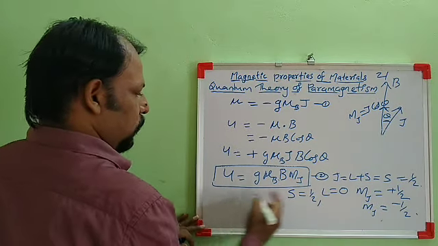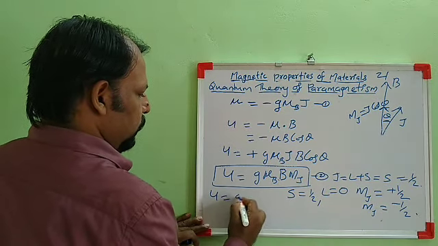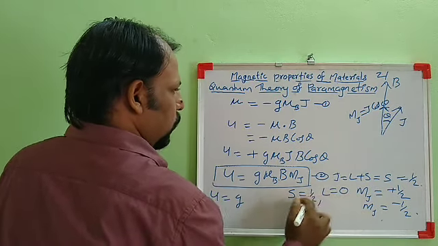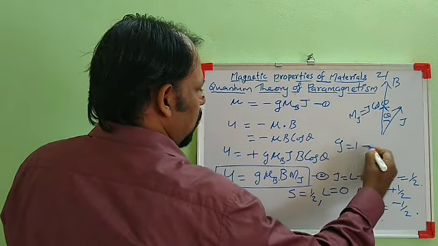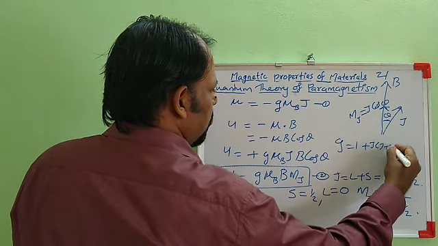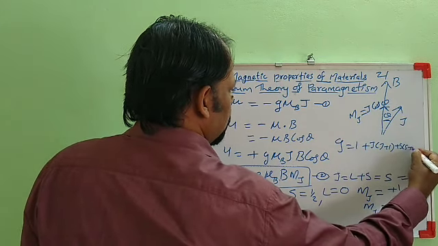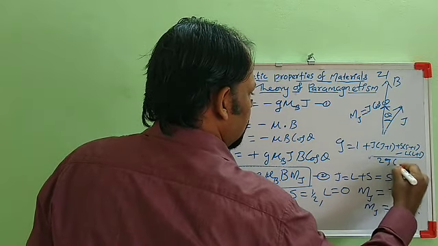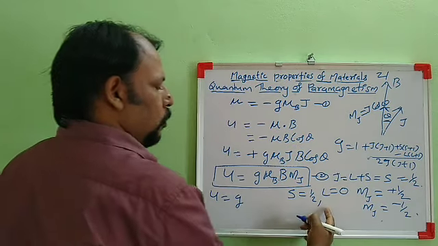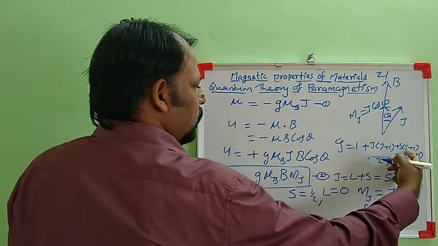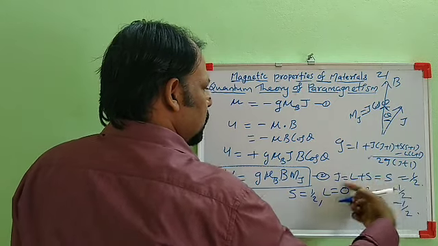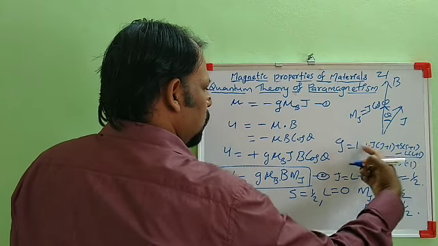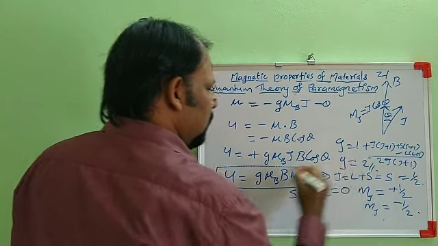We can calculate G for S equal to 1 by 2 and L equal to 0. G is 1 plus J into J plus 1 plus S into S plus 1 minus L into L plus 1, divided by 2J into J plus 1. For L equal to 0, this term is 0 and J equal to S. Then this will be 2J into J plus 1 by 2J into J plus 1, which is 1, and 1 plus 1 is 2. So in this case, G equal to 2.